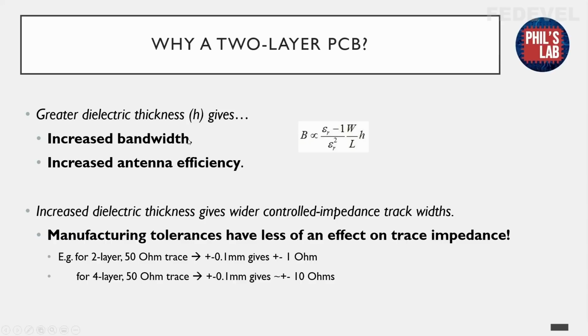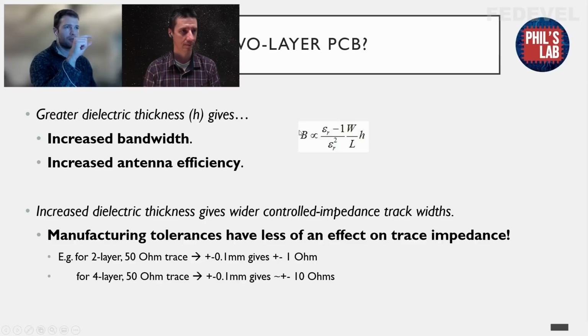First of all, with the greater dielectric thickness, we get an increased bandwidth. It's directly proportional, and we get an increased antenna efficiency as well, it turns out. Another thing is the manufacturing tolerances for a 2-layer PCB. Because we have such a large separation between the top signal layer and the bottom ground plane, that will give us wider tracks, which sometimes can be annoying for certain packages, but also the same manufacturing tolerances apply.